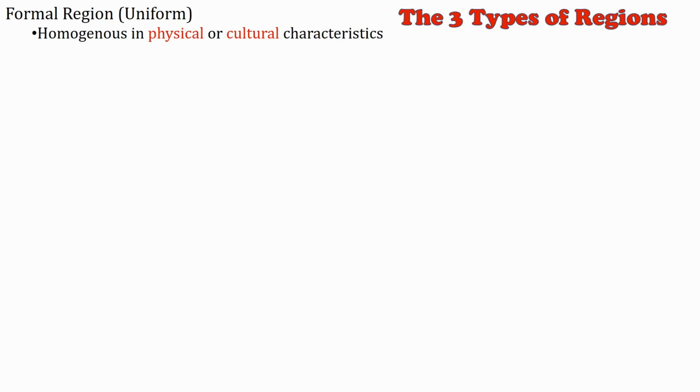Next topic, types of regions. All right, there are 3 types of regions: formal, functional, perceptual / vernacular. Formal regions, well, you should know first, a region is a place where things are similar or unified. It's homogeneous, and we have physical or cultural types of homogeneity.